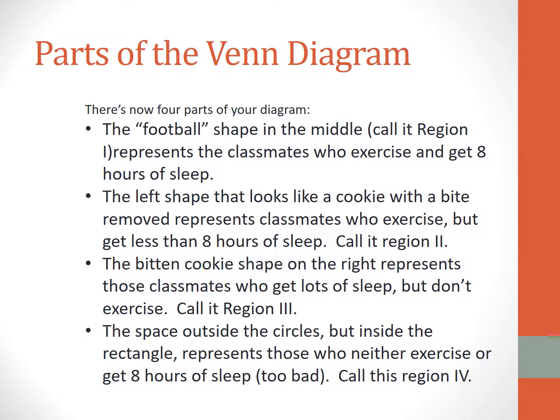Let's label those first two regions. Region 1, the football shape. Region 2, the cookie with the bite out of it that's on the left of the picture. Region 3, also a bitten cookie shape that represents the people who get plenty of sleep, but don't exercise. And then outside of these circles, but inside the rectangle, would represent those who don't exercise and don't get enough sleep. That's region, let's call it 4.